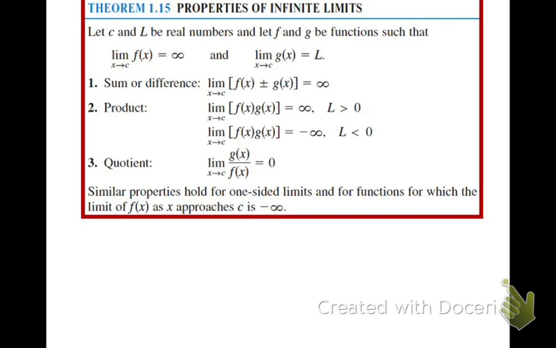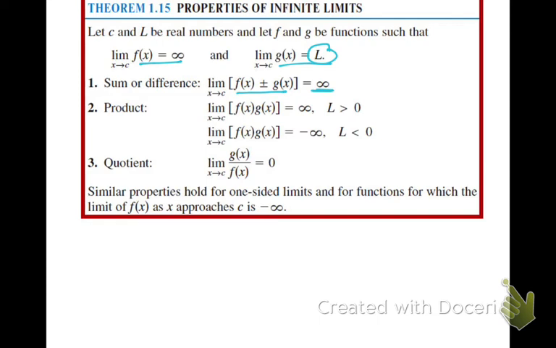Okay. Properties of infinite limits. The sum, the difference, if you take one plus the other. These are pretty basic, guys. It tells me that the limit of f of x is positive infinity and the limit of g of x is some L, some value. So if I add or subtract positive infinity to any number, I'm going to get what? Positive infinity.